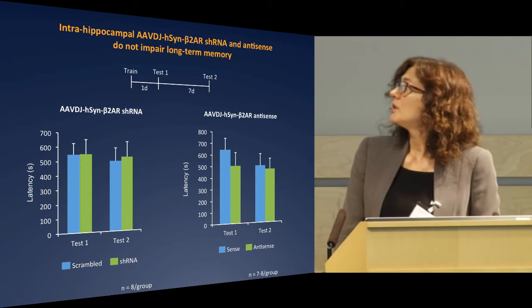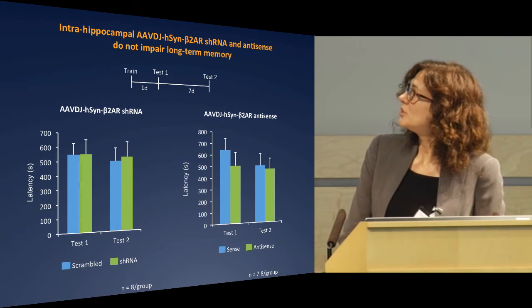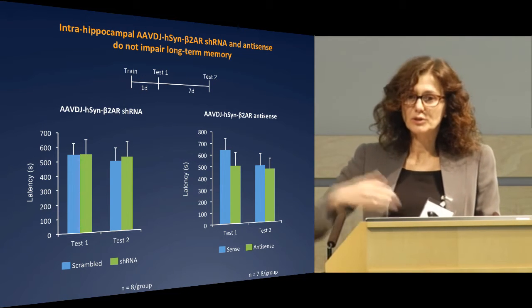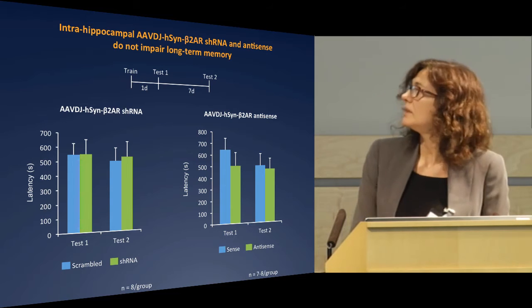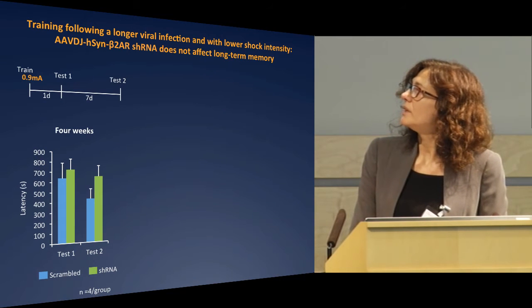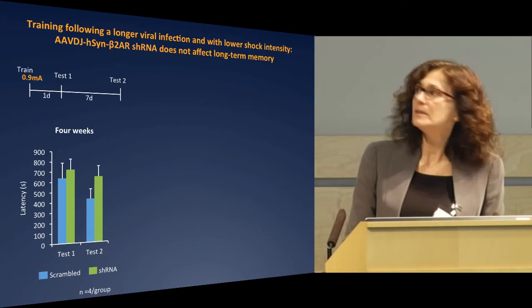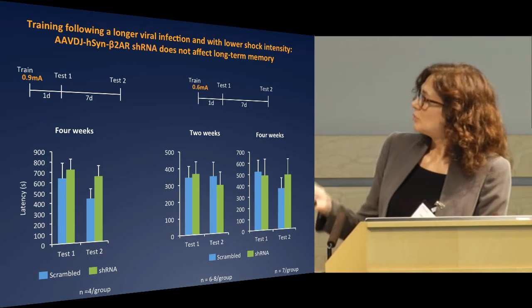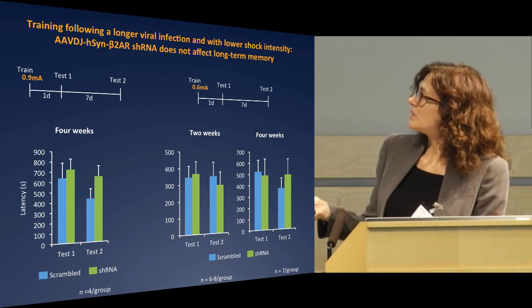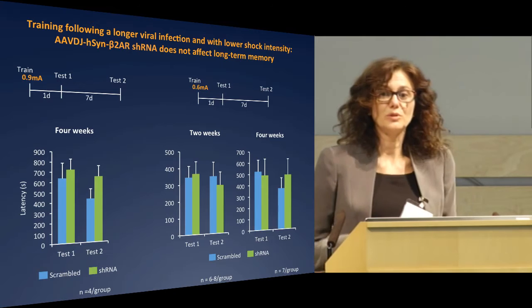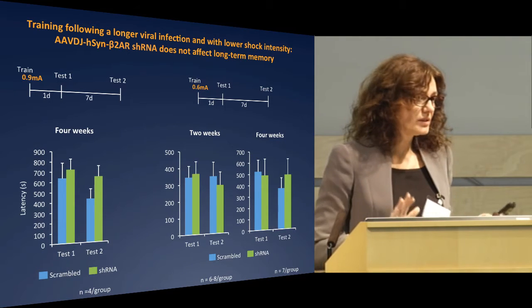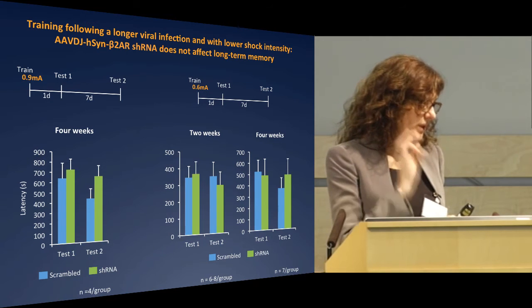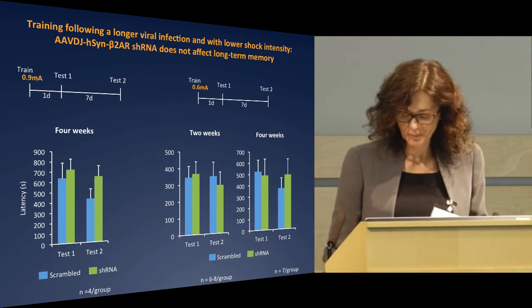Memory was strong. She tried many different conditions, changing the weeks of infection, therefore the persistence of this silencing. She also changed the shock intensity. This is 4 weeks after infection. This is with 2 weeks and 4 weeks with 0.6 milliamps, so lowering the shock intensity to see if she could see any effect. Thus far, we have not seen any effect by targeting beta-2 adrenergic receptors in neurons.